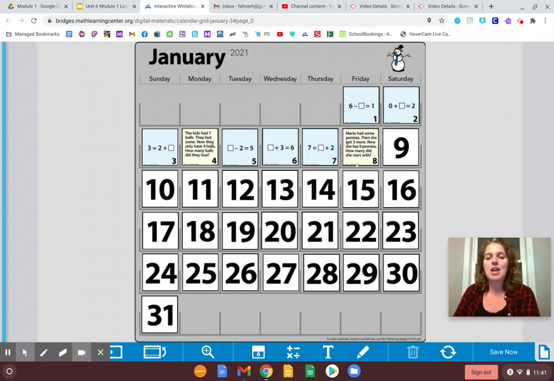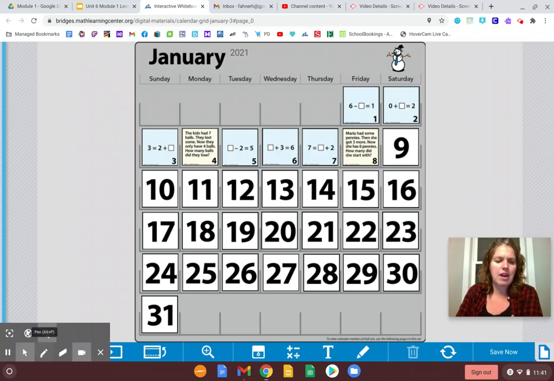Today, we're going to be doing a word problem. It says, Maria had some pennies. Do we know how many pennies? Nope, she had some. Then she got 3 more. Now she has 8. How many did she start with? So we're trying to figure out how many she started with.